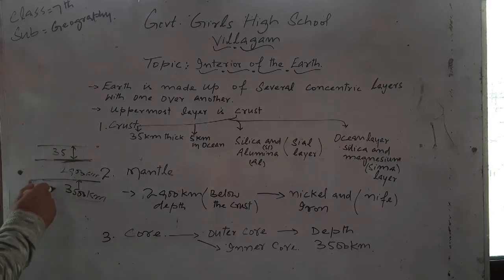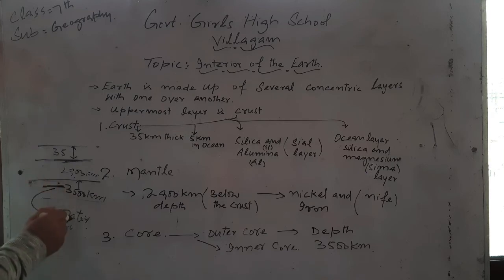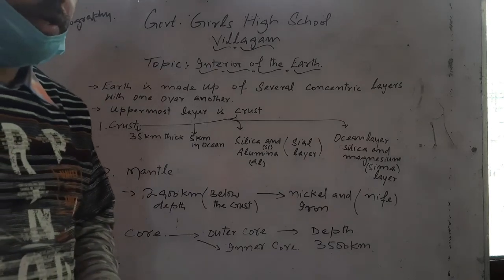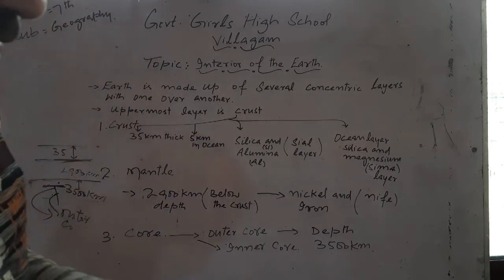Now this core is of two types, that is outer core and inner core. The top layer of this core is called outer core, and below this it is called the inner core.